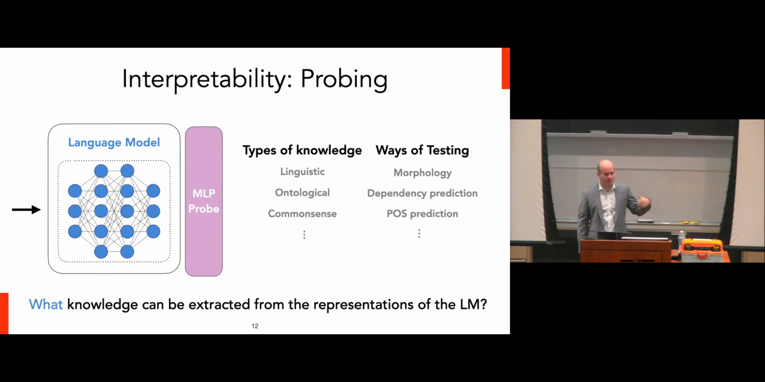Another class of interpretability methods beyond prompting are what's called probing, which rather than ask whether or not a piece of knowledge can be expressed, pretty much asks whether a piece of knowledge can be extracted from the representations of the language model.